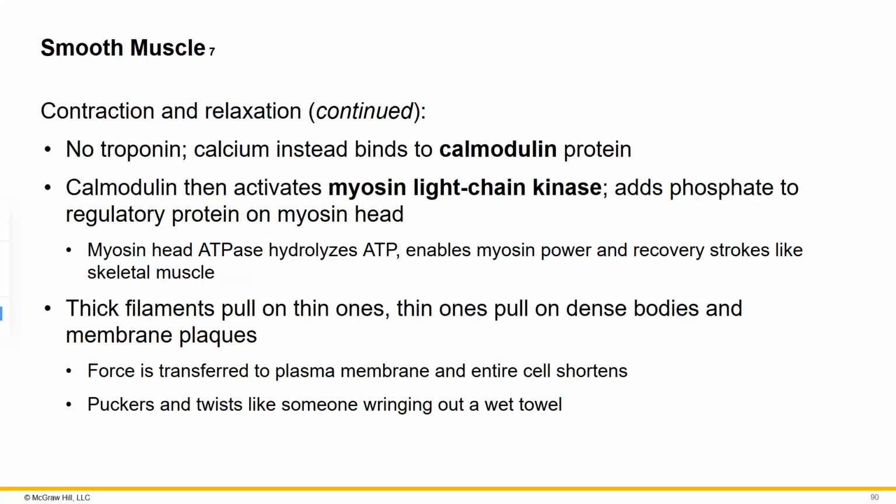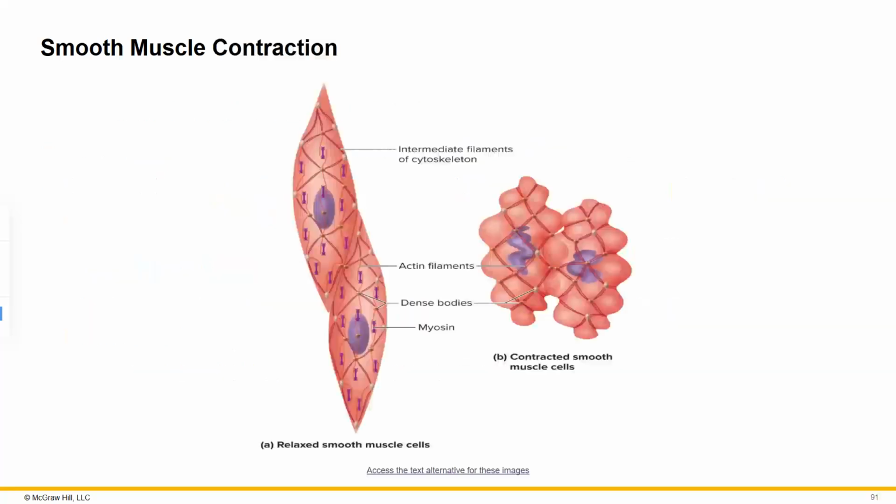There's no troponin. Calcium instead binds to calmodulin. Calmodulin then activates myosin light chain kinase, which adds a phosphate to the regulatory protein on the myosin head. Thick filaments pull on the thin ones, which pull on dense bodies and the membrane plaques. It twists kind of like wringing out a wet towel. So here you can see how they're all pulling against each other and what contracted smooth muscle would look like.